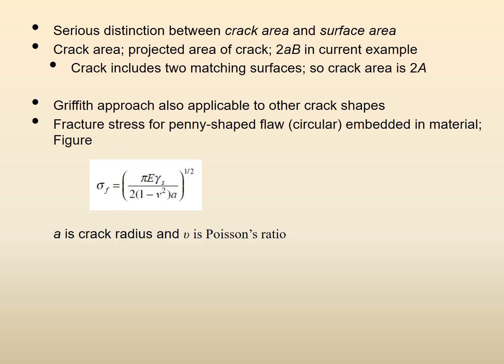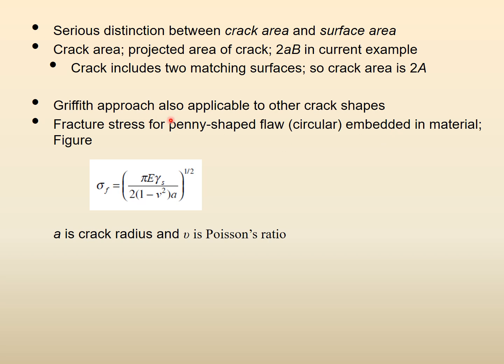Now we are again reminding ourselves that there is a serious distinction between crack area and surface area, because a crack means there are two surfaces. So the crack area is the projected area of the crack. 2A is the crack length, multiplied by B, where B is the thickness. But the crack includes two matching surfaces, so the crack area is 2A. One A is the length of the crack into B, and the other A is also that.